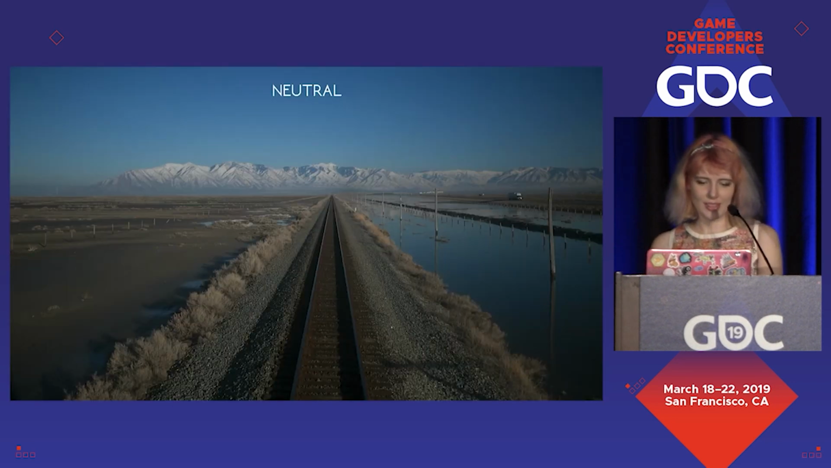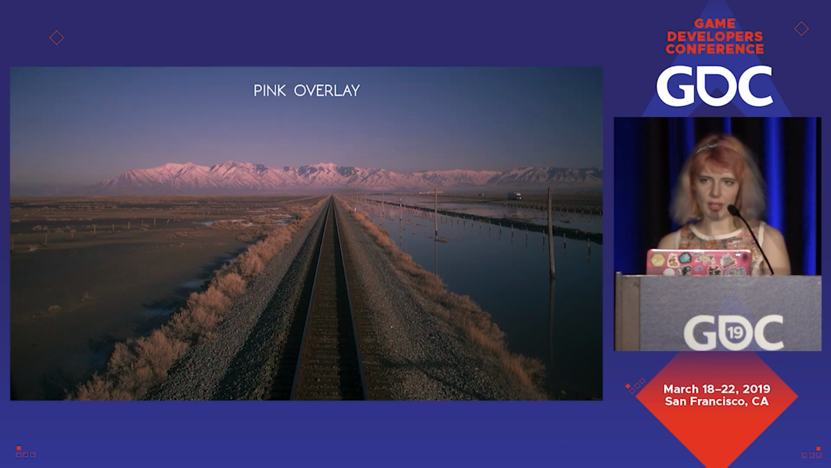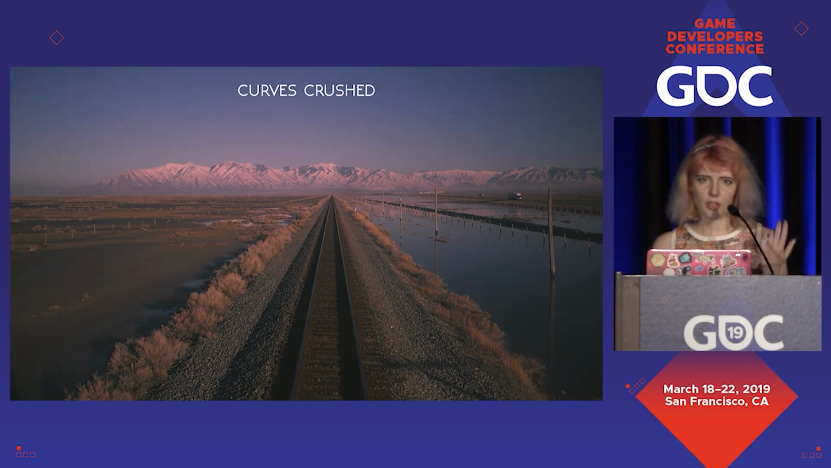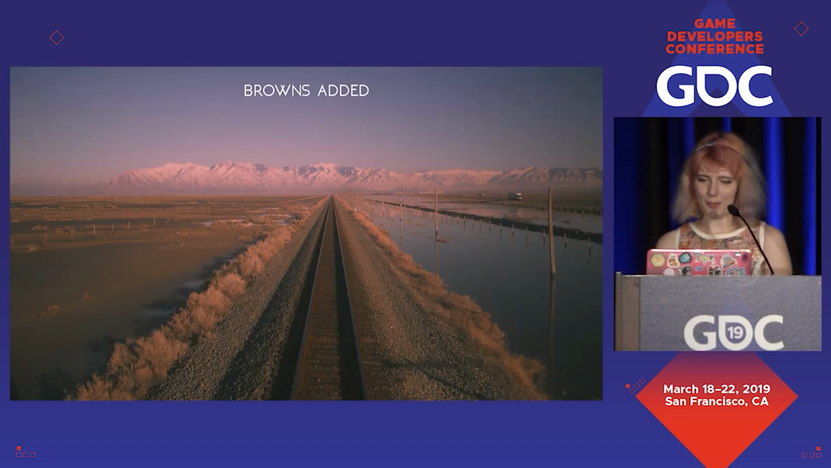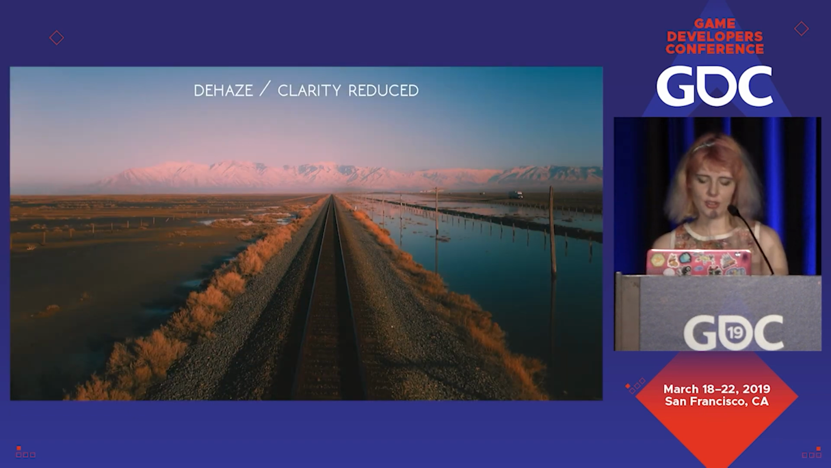So this is a quick step-by-step of that process. First I add a pink overlay. If you're using something like Unity, you can add a color tint over the top. That works really well. I then crush the curves. That's creating that little S shape. I then create green shadows. You can either do this through curves or those three-way wheel things. I just had a mental blank. And then you can add browns, desaturate the blues, and usually I add a dehaze and reduce the clarity.